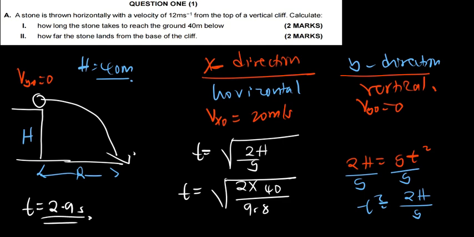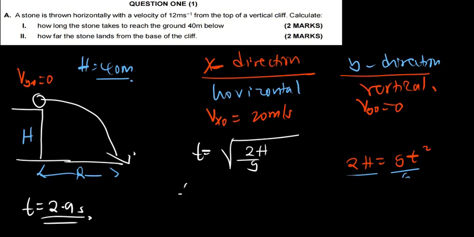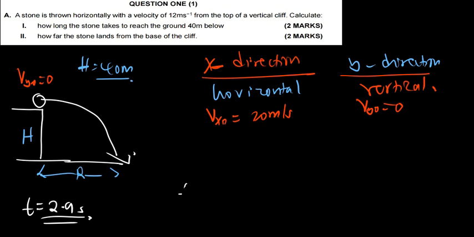So it took 2.9 seconds for the stone to reach the level ground. Then how far does the stone land from the base? How do we tend to find the range? Finding the range is not hard. Range is given by Vx times t.